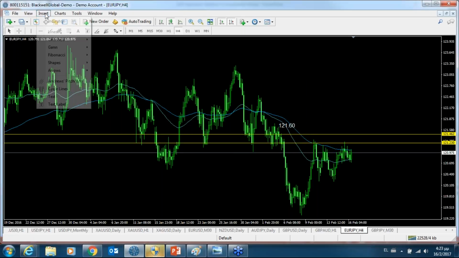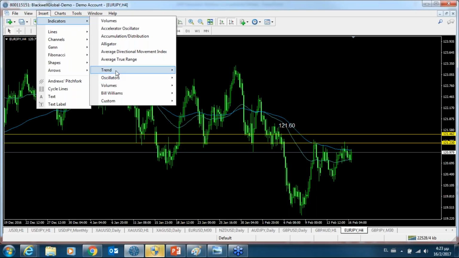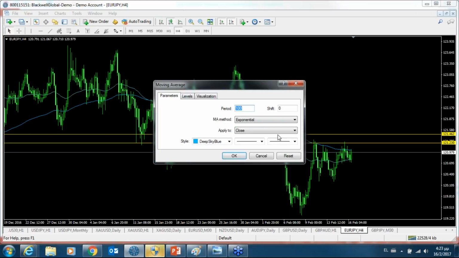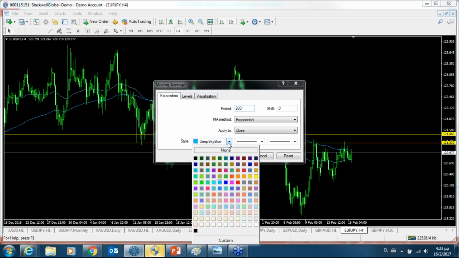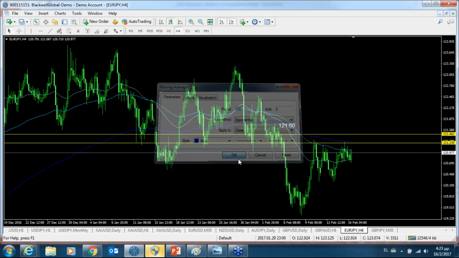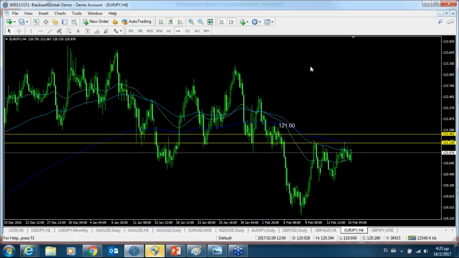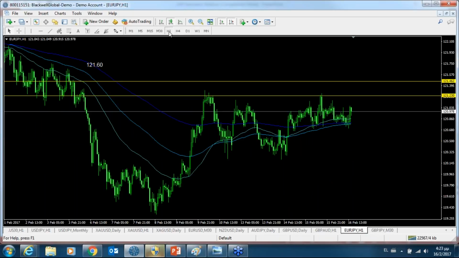And lastly 200, exponential. There we go, so we've got all these three lines. Now, it is quite unpredictable even in the 4-hour chart as we are looking at it now, Euro JPY. So we move a little bit higher to the 1-hour time frame. We can see a little bit more bullish momentum.